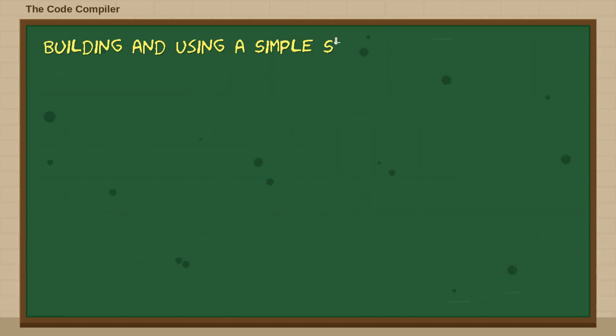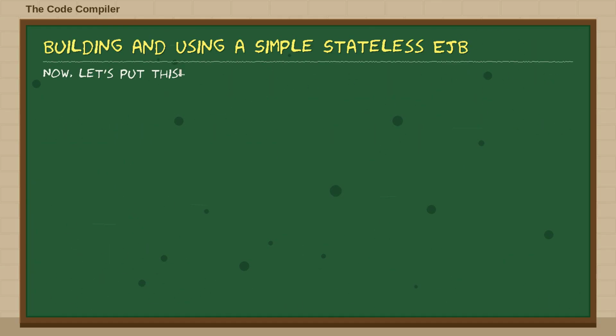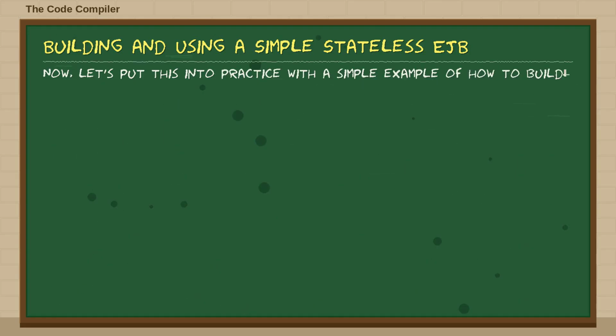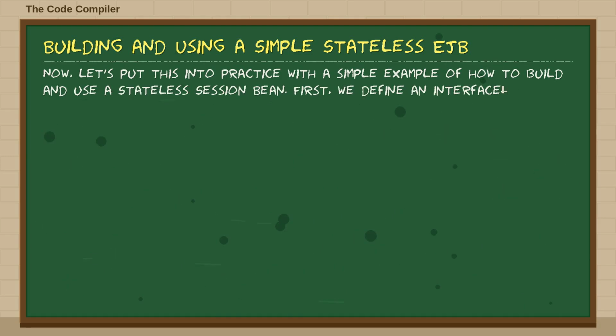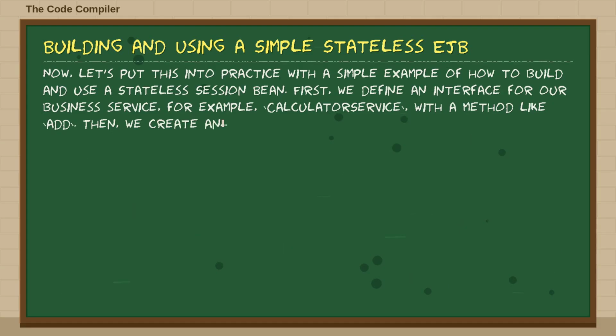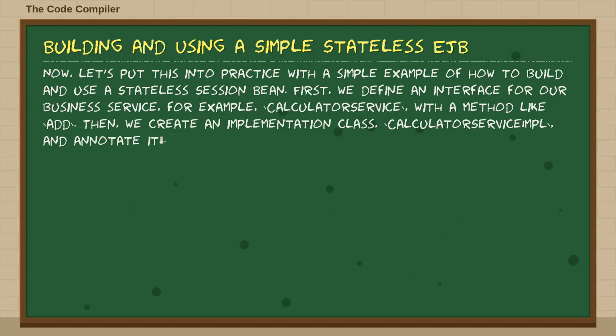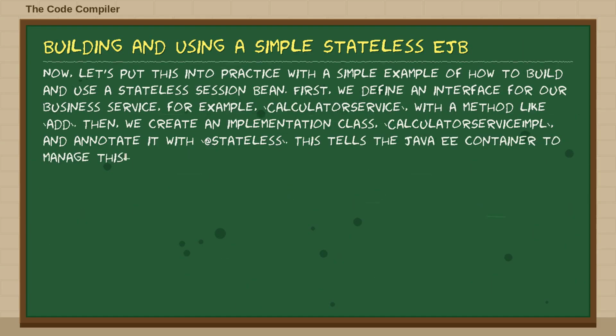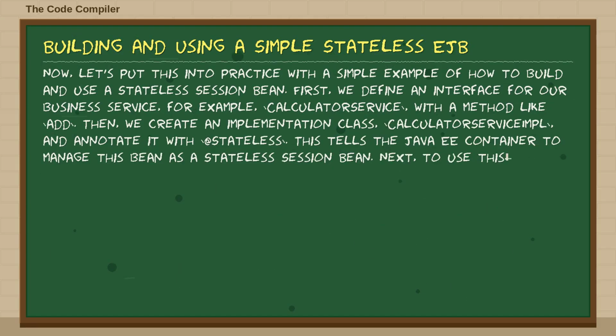Now, let's put this into practice with a simple example of how to build and use a stateless session bean. First, we define an interface for our business service, for example, CalculatorService, with a method like add. Then, we create an implementation class, CalculatorServiceImpl, and annotate it with @Stateless. This tells the Java EE container to manage this bean as a stateless session bean.